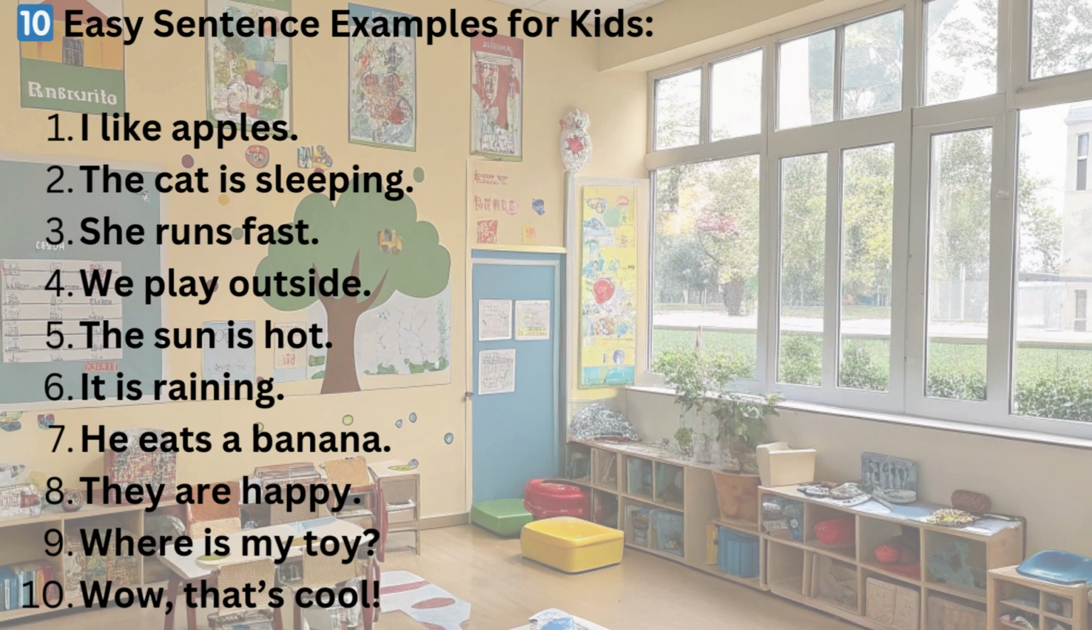And number 6 is, it is raining. Number 7 is, he eats a banana. Number 8 is, they are happy. Number 9 is, where's my toy? Number 10 is, wow, that's cool.